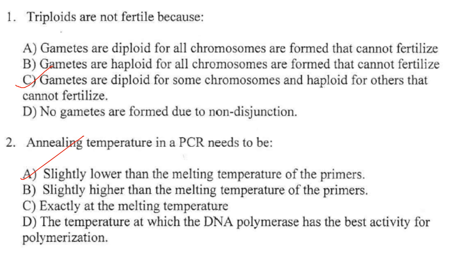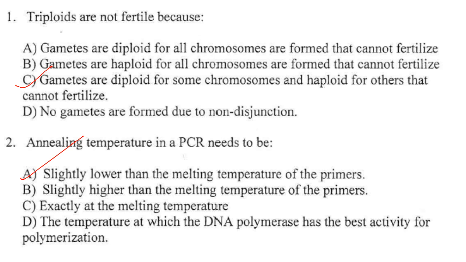Coming to the first question. Triploids are not fertile because gametes that are diploid for all chromosomes are formed that cannot fertilize. Gametes that are haploid for all chromosomes are formed that cannot fertilize. Gametes are diploid for some chromosomes and haploid for others. So they cannot fertilize. So the answer is option C.